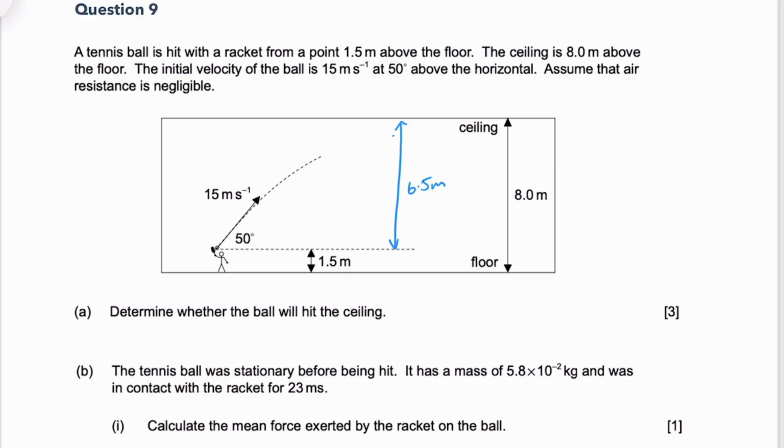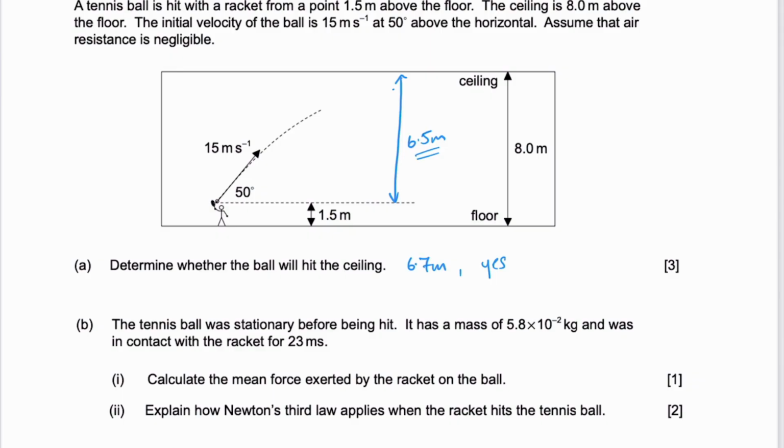In A1 kinematics, we did this. We found that the maximum height of the ball would be 6.7 metres, which is higher than this 6.5 metres, so we came to the conclusion that yes, it would hit the ceiling. Now we're getting into the force and A2 material. The tennis ball was stationary before being hit, so the initial speed is 0. It has a mass of 5.8 times 10 to the minus 2 kilograms and was in contact with the racket for 23 milliseconds. Calculate the mean force.